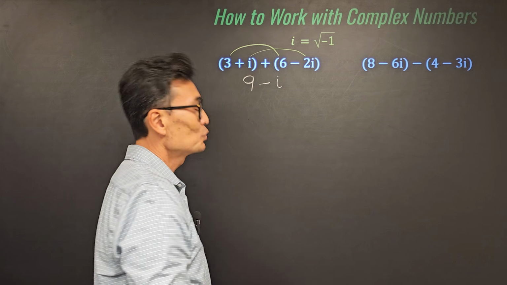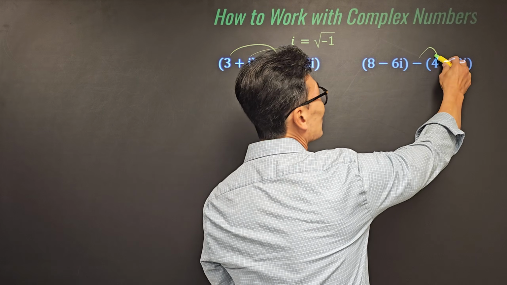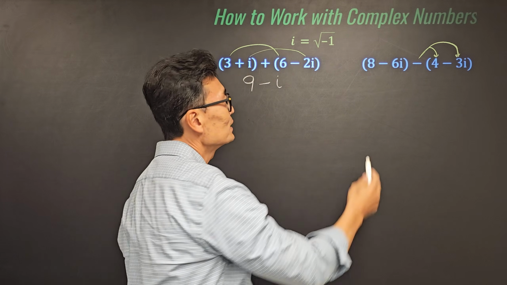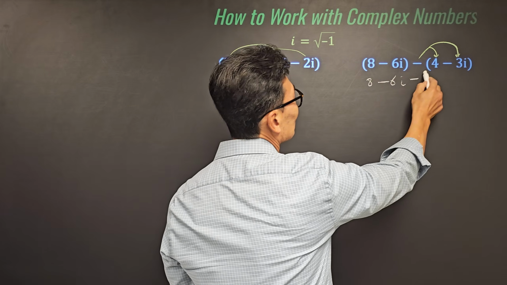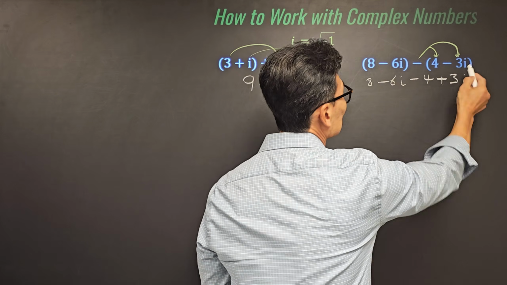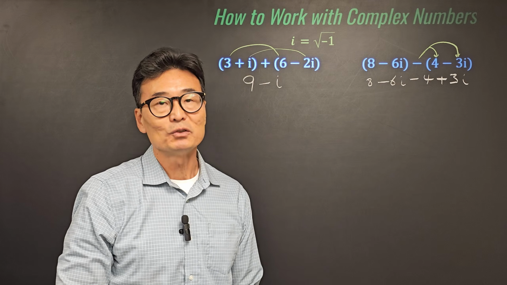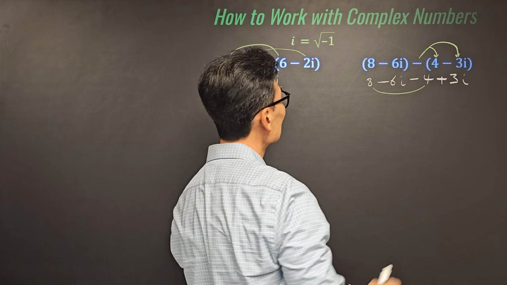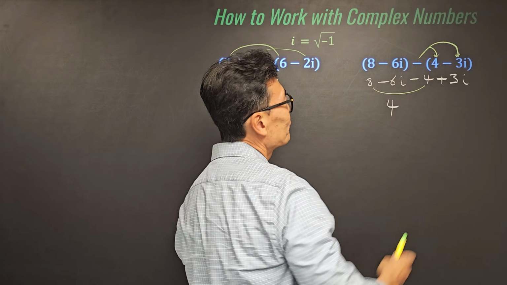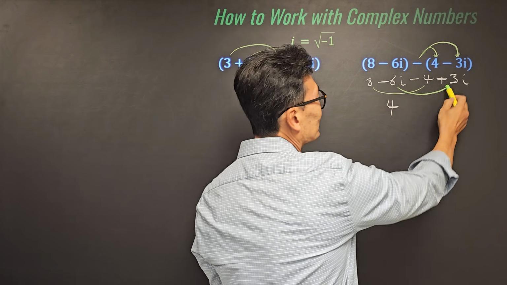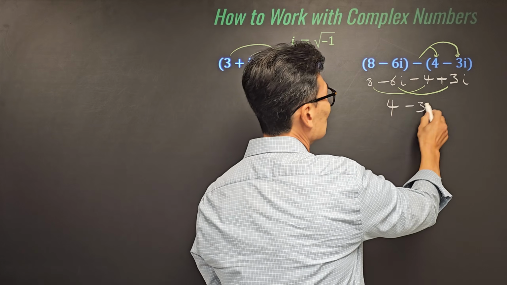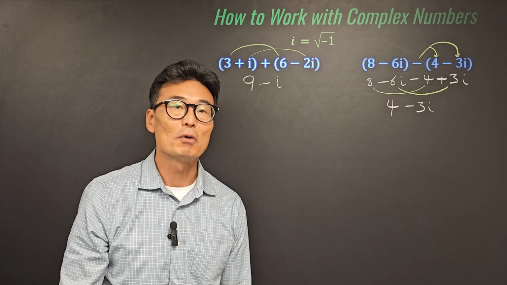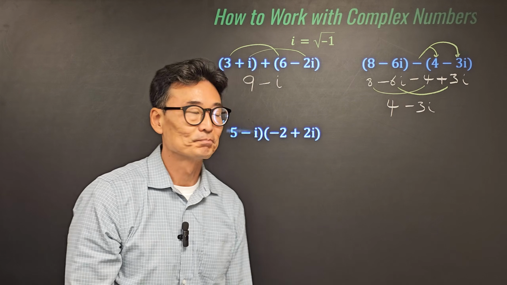When subtracting, we need to take that negative and apply it to the 4, and also the negative 3i, where it's going to be this. Once again, we're going to combine the real with the real. 8 and the minus 4, we get a 4. And if we combine the negative 6i with the 3i, we get negative 3i. Next, let's try multiplying complex numbers.